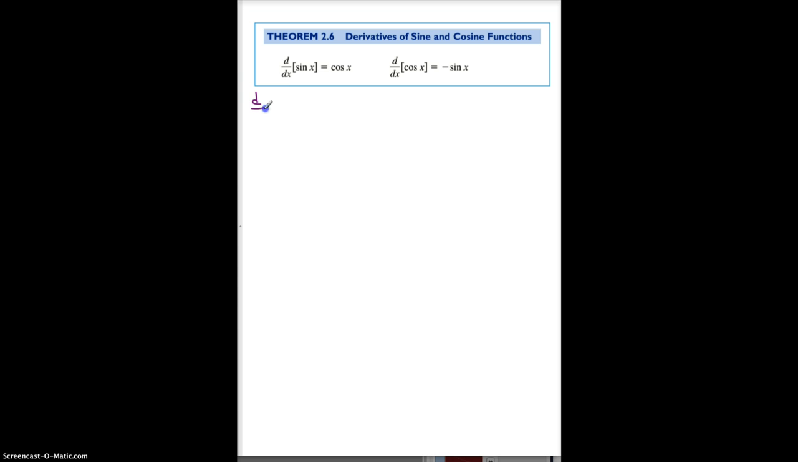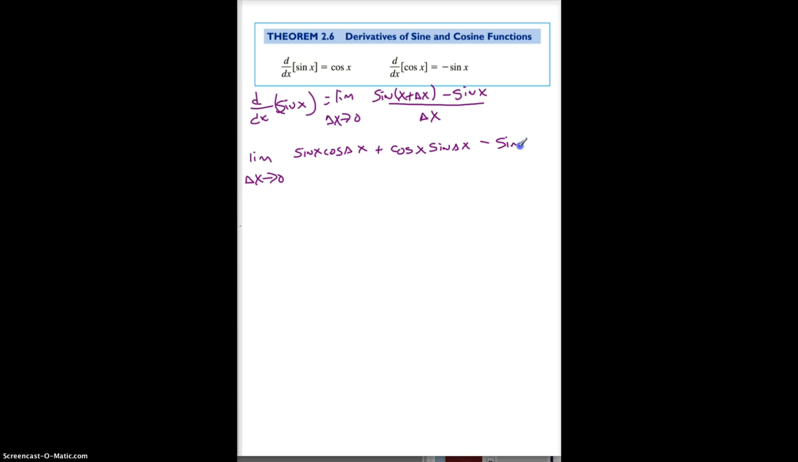All right. So d dx of sine is the limit as delta x goes to 0 of sine of x plus delta x minus sine x, divided by delta x. Now, remember the sine A, sine B. We are going to expand this. Okay, sine of A plus B is sine A cos B plus cos A sine B. So this is sine of x cosine delta x plus cosine x sine delta x. And then, of course, we have the minus sine of x still here, divided by delta x.